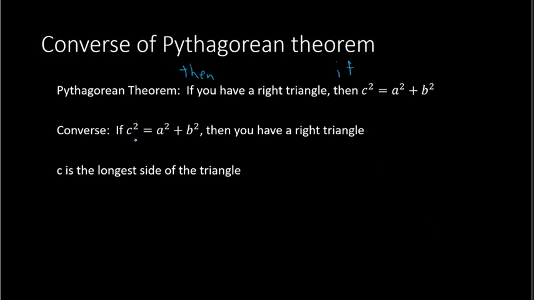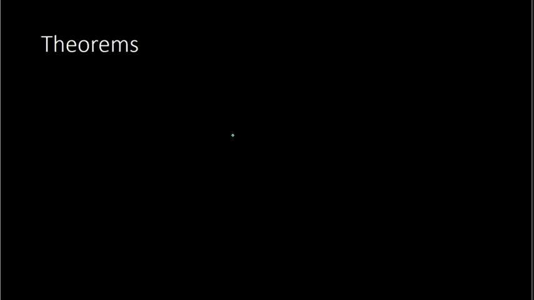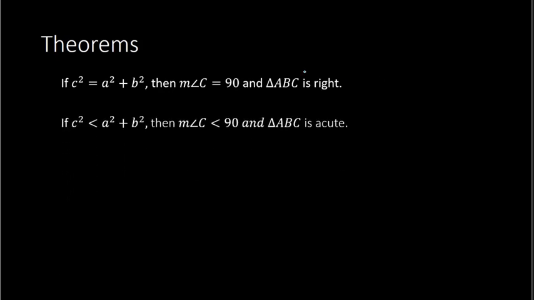So we know that if c squared is equal to a squared plus b squared, then you have a right triangle. But the question is, what if it's not equal? What if it's something different? Well, if it's equal, then it's a right triangle. If c squared is less than a squared plus b squared, then we would say that we have an acute triangle. So if c squared equals a squared plus b squared, the measure of angle c is 90 degrees.